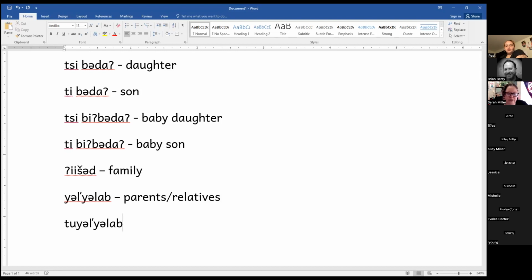Tu Yot Yalab. This is the word we use for ancestors. Similar to this word, but we've got the tu in front of it. And the tu refers to like past tense, long ago. So like people who are no longer here. Tu Yot Yalab.